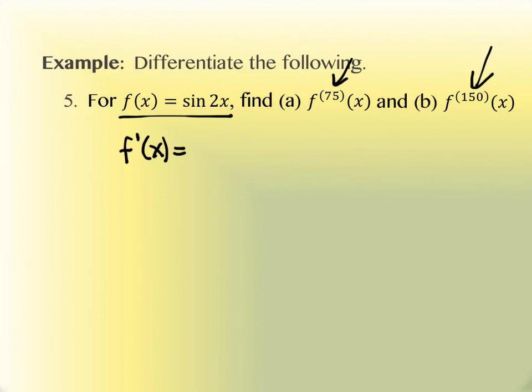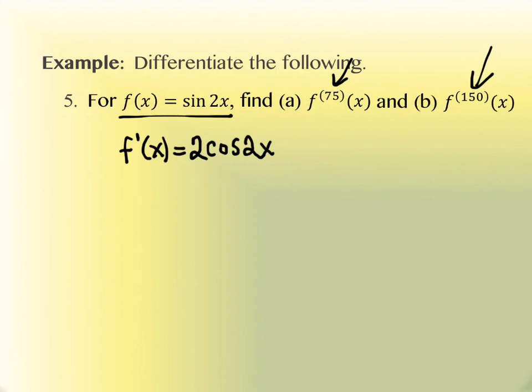If I find f prime, what's the derivative of sine? Cosine. So the derivative of sine 2x is cosine of 2x. What's the derivative of the 2x? 2. And for the sake of clarity, I'm going to put the 2 in front. We talked about that a couple slides ago. I don't want to think that I'm multiplying the 2 by the 2x.